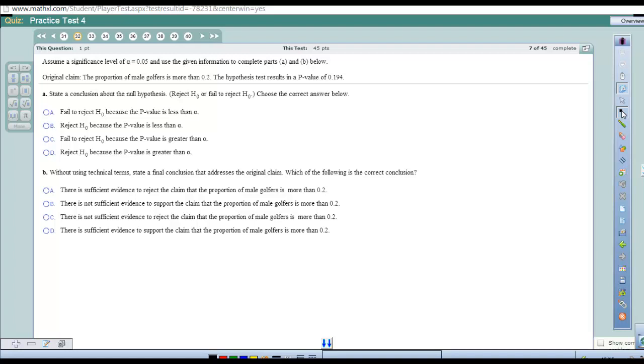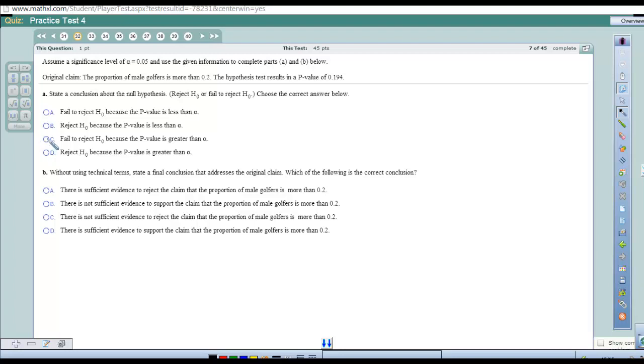So in this case, the p-value is 0.194. What that says is there was a 19% chance of us getting the sample evidence that we got under the null hypothesis assumption. That's not unusual, so we stick with the null hypothesis. Does that make sense? Okay. So we are going to fail to reject the null hypothesis because the p-value is greater than alpha. It'd be C. Alpha in this case is 0.05.